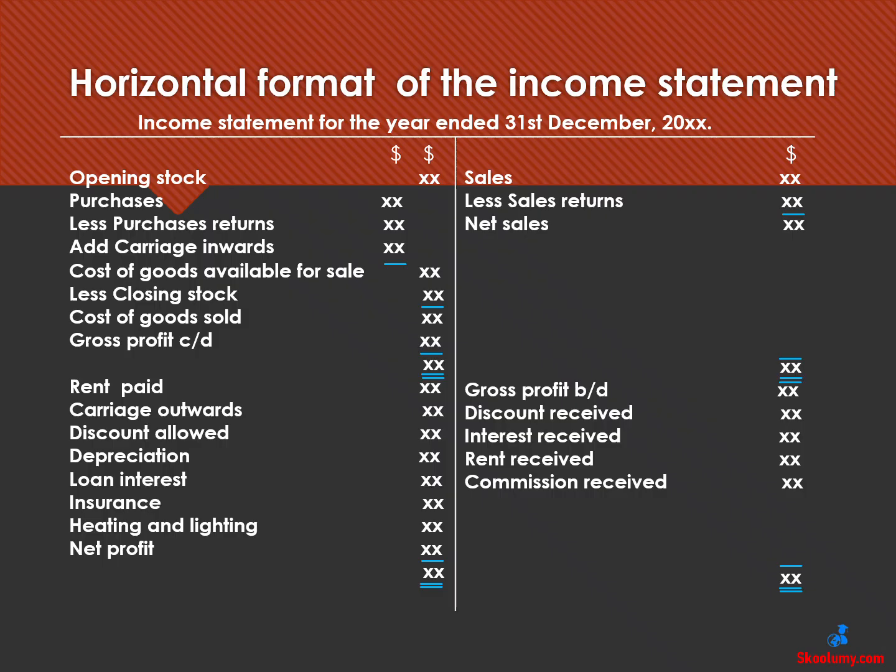Other incomes are added to the gross profit, for example, discount received and rent received. The overhead expenses are added on the left. The total on the right minus the total on the left is the net profit. If the total on the left exceeds the total on the right, there is a net loss.